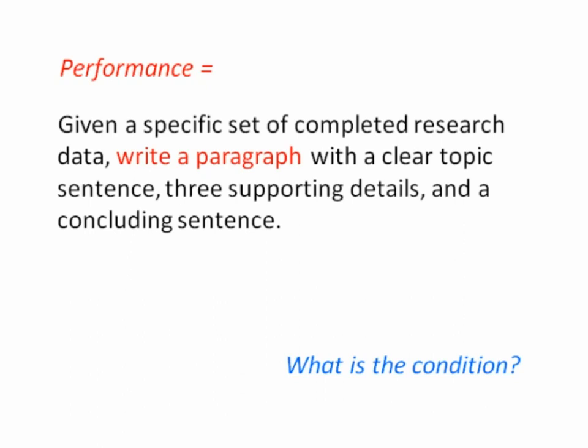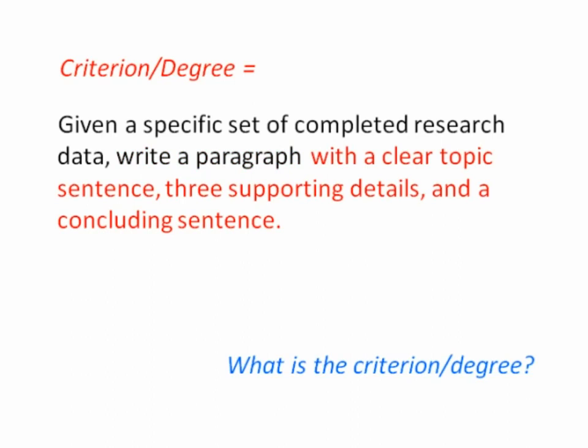This would be really a good content or even a non-content objective, because you want your students to do research papers or collect data, but you want them to be able to write well with clear topic sentences, supporting details, and concluding sentences. That could almost be a non-content objective in your class if you are not teaching this specific topic. Okay, the condition then would be, give them a specific set of, yeah, right. And then the criterion or degree. Right. Clear topic sentence, three supporting details, and a concluding sentence.